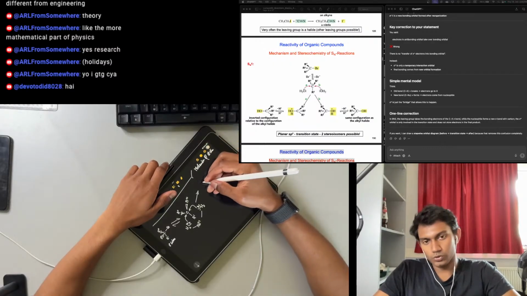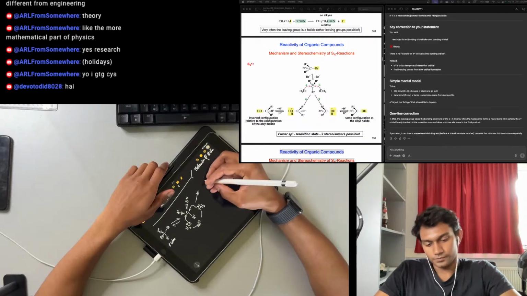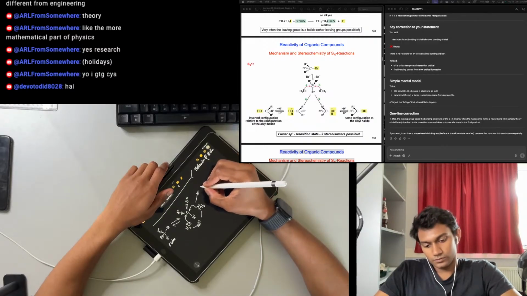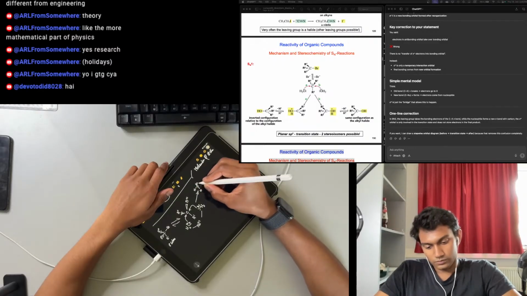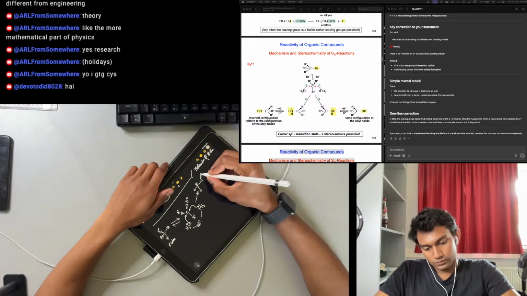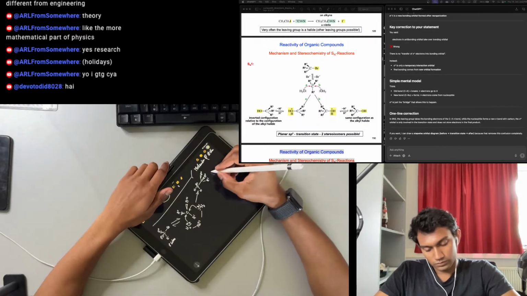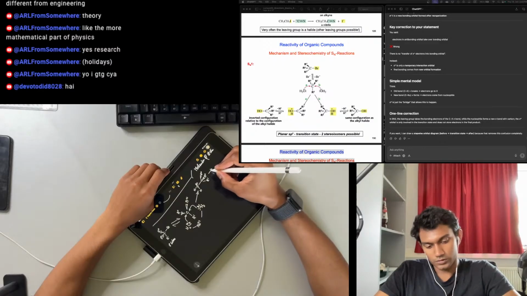We got two transitions, stereo isomers possible. So removing water.